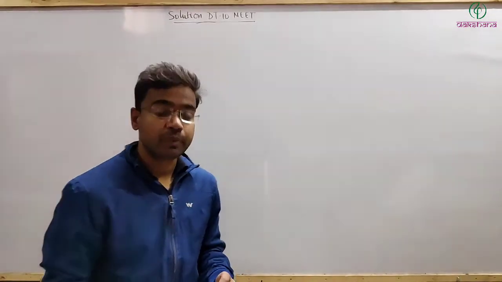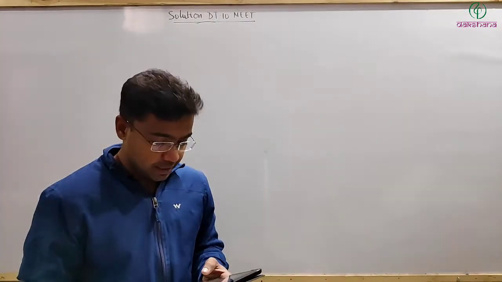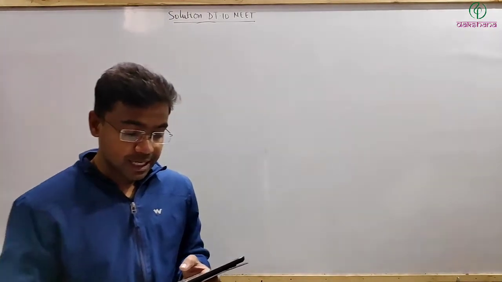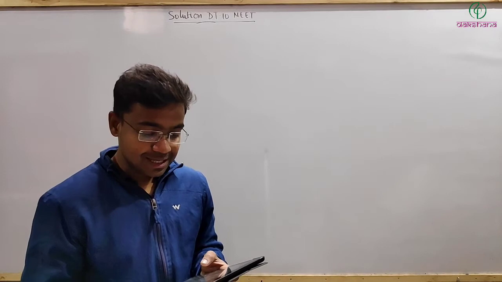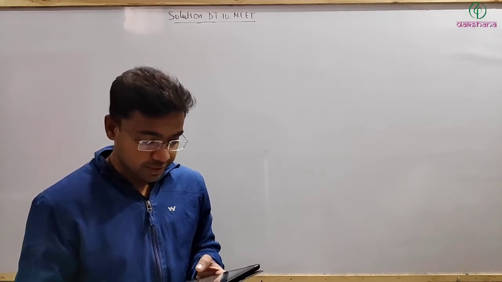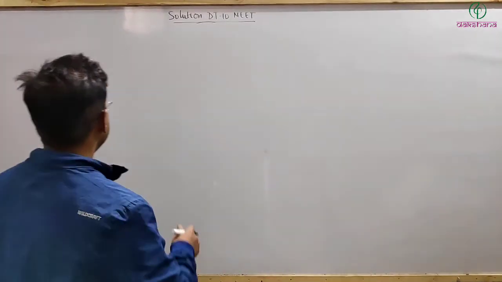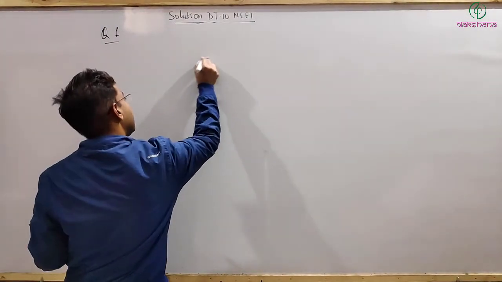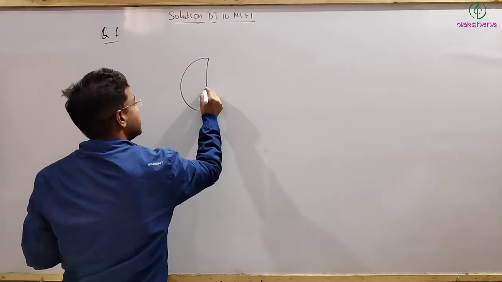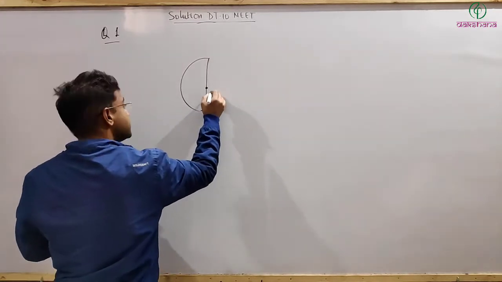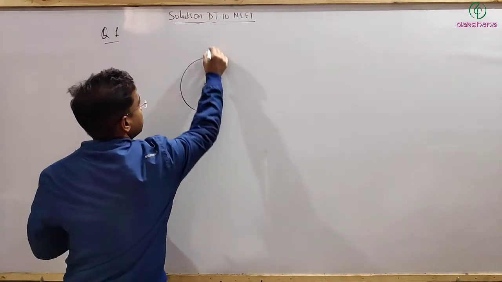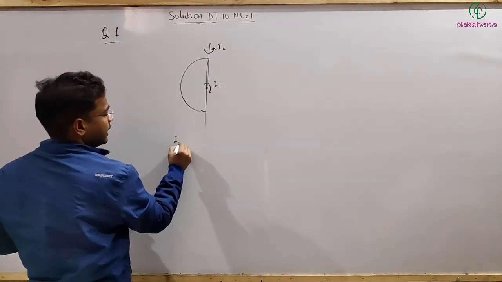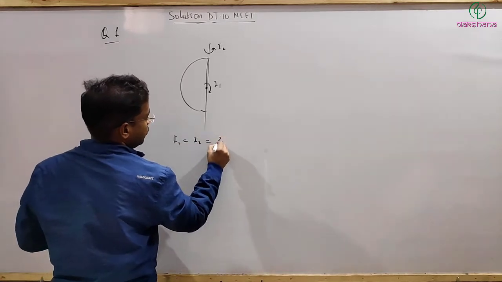So here we have question number 1. Moment of inertia of uniform hollow hemisphere of mass m and radius r about various axes are indicated in the figure. Which of the following is correct? Here we have a hollow hemisphere. It's like this. One axis is passing through this, so like this. This is I1. Another axis about this I2. So basically I1 equal to I2 will become 2 by 5.